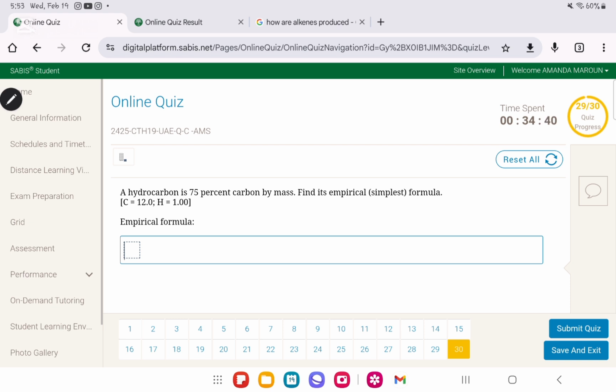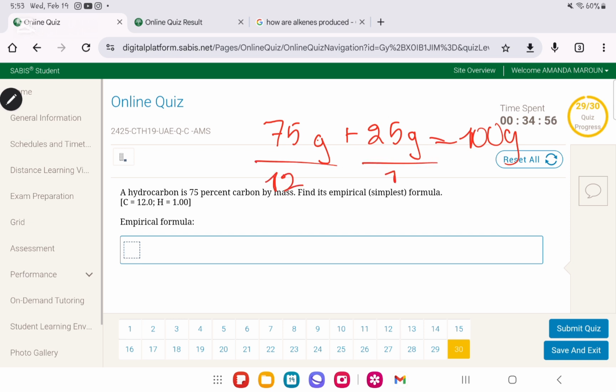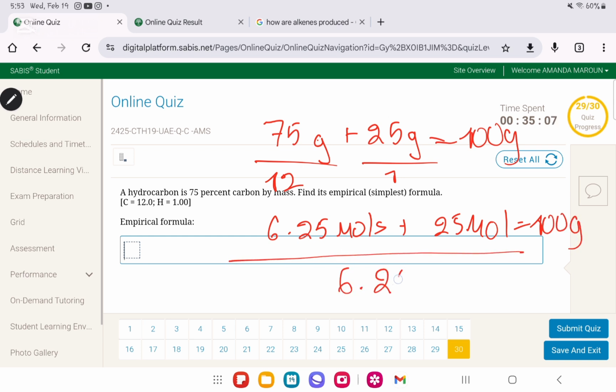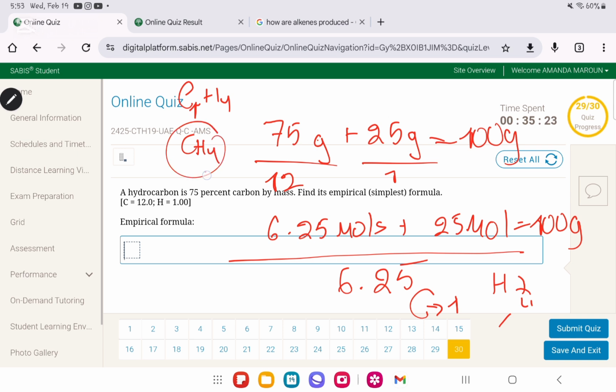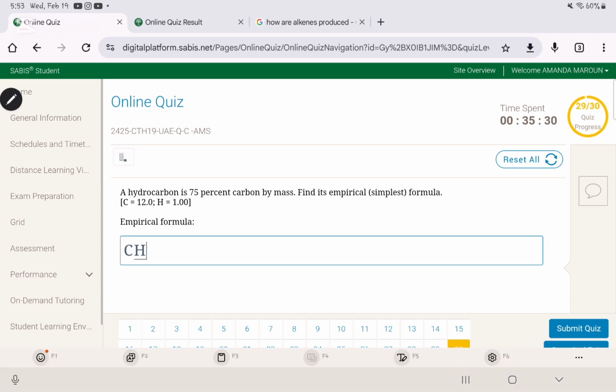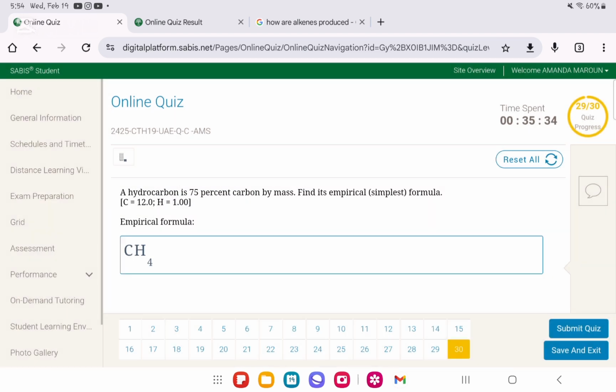Very simply, what we are gonna do is take 75 grams as carbon, 25 grams as hydrogen, and 100 grams as the hydrocarbon mass. Now we're gonna divide by their molar mass. Now we got the number of moles, so 6.25 moles plus 25 moles is equal to 100 grams. Now you're gonna divide by the smallest value, which is 6.25. You are gonna get 1 and 4. So carbon 1, hydrogen 4. That means the formula is C1H4 or CH4. And as you can see, it is an alkane. So very simply, the formula is CH4. Let us submit, and hopefully there are no mistakes.